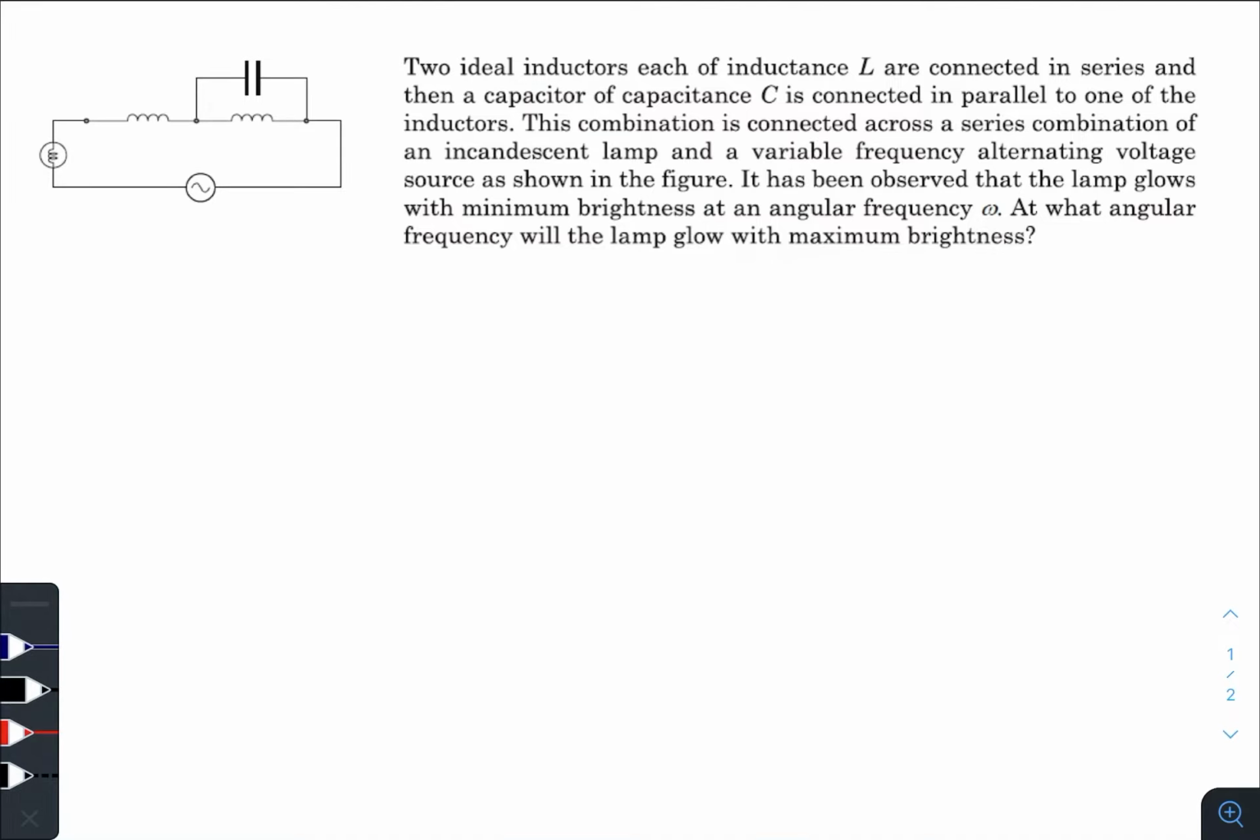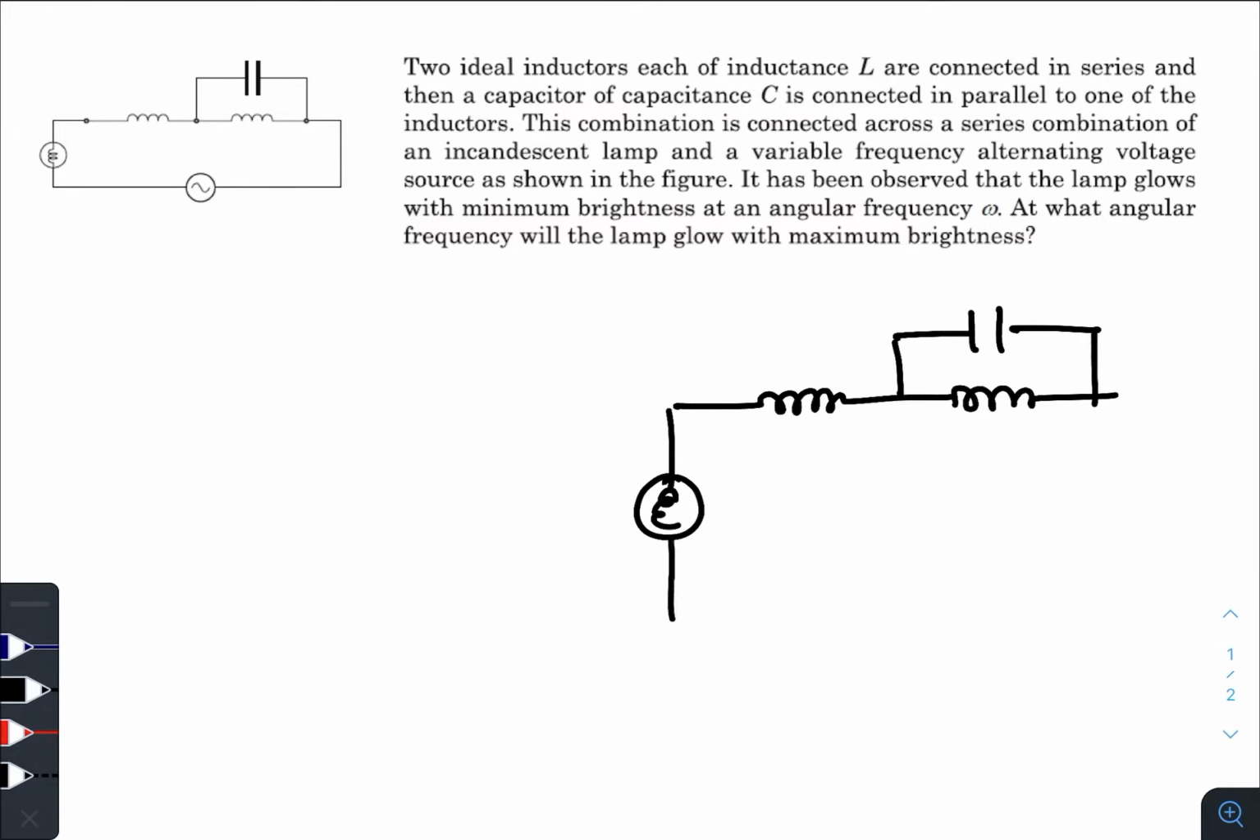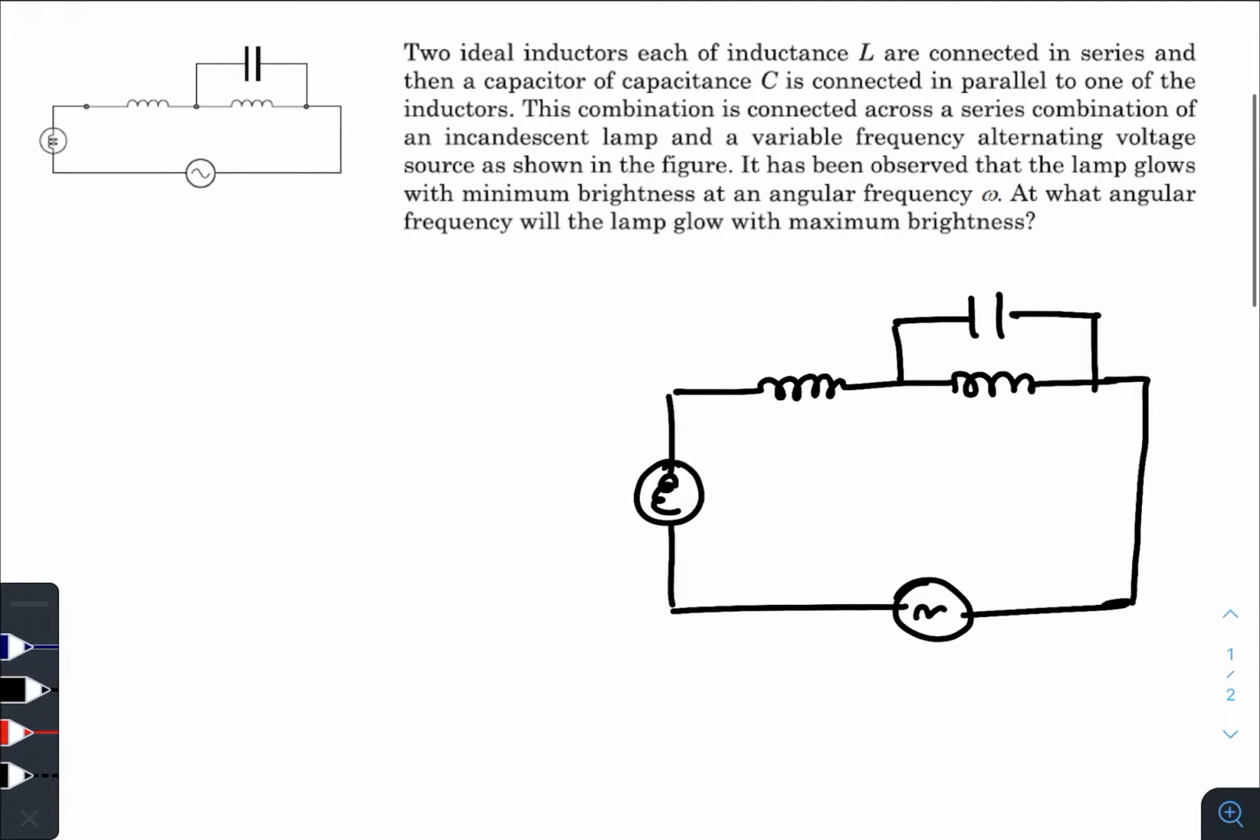Fine. So let us redraw the diagram once again. Capacitor, bulb, and the voltage source. Fine. So as in the question, it is given that the brightness of the bulb will be minimum for an angular frequency omega, and we need to find out the angular frequency when the brightness will be maximum.